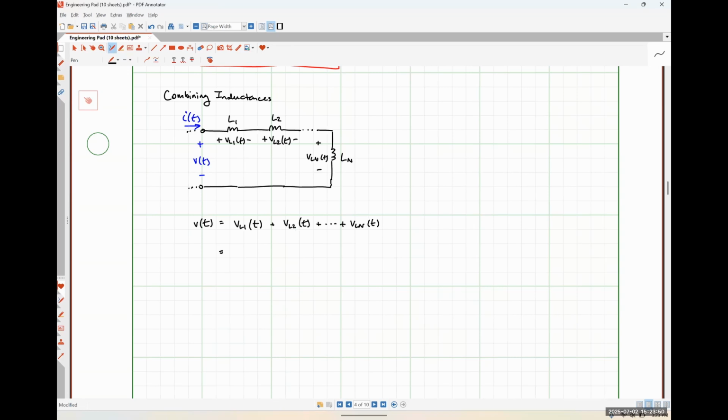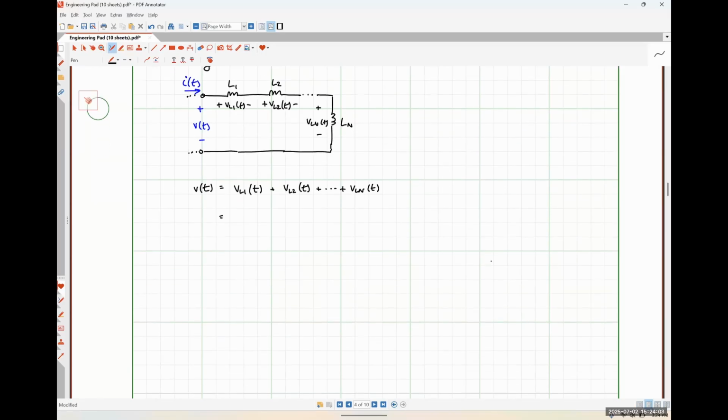And I can use equation 1 from earlier today to express all of those inductor voltages in terms of the current that's flowing through that series combination of elements. So that would look like L1 times the derivative of I with respect to time plus L2 times the derivative of I with respect to time all the way out to L sub n times the derivative of I with respect to time.